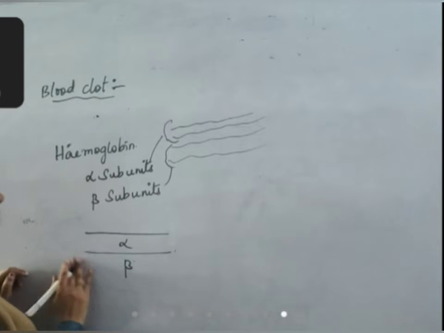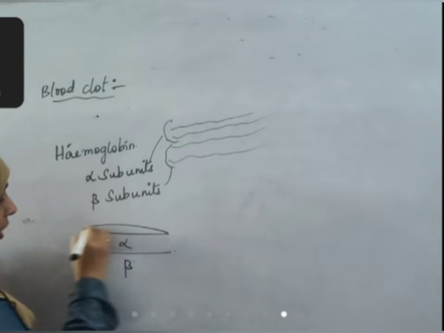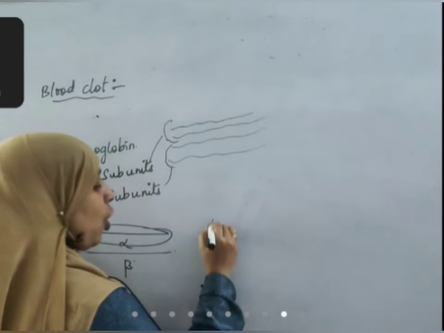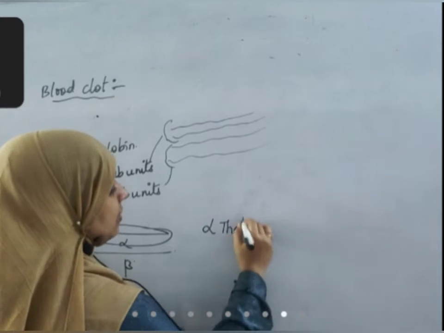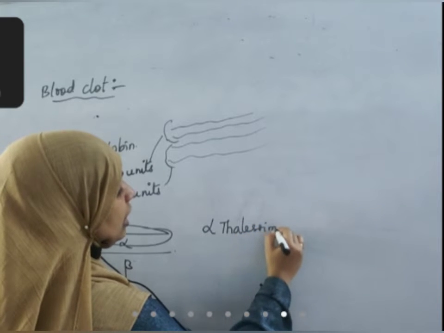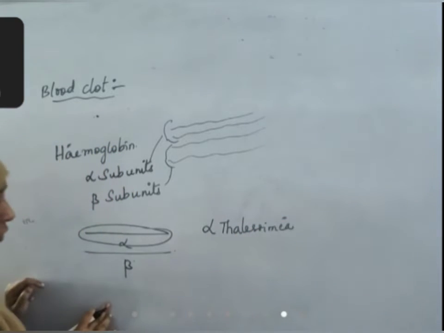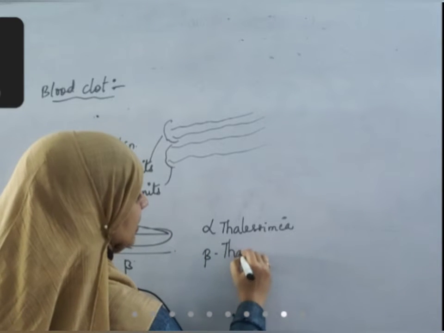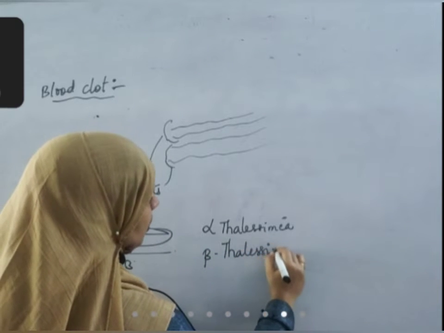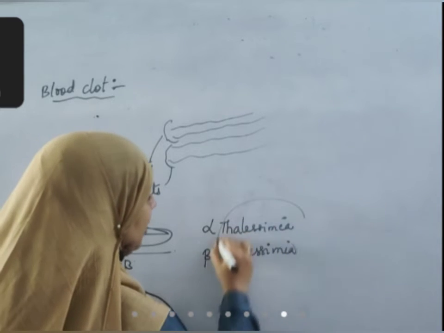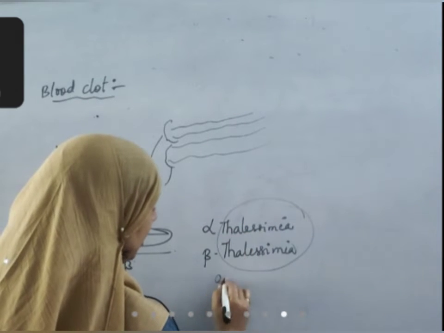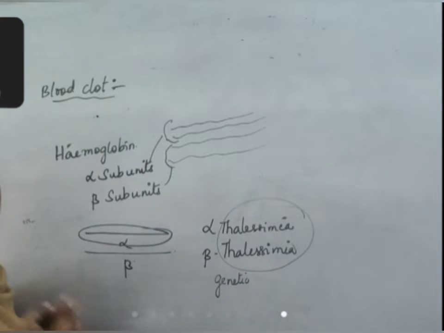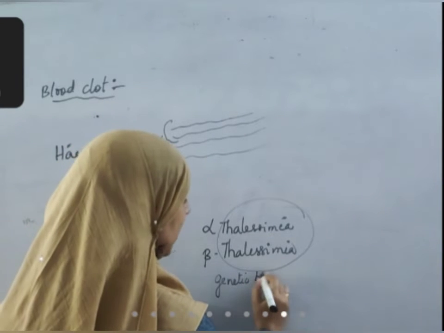Okay. During this process, if the alpha protein is not completely formed, it leads to a condition called alpha thalassemia. If the beta subunit is not formed properly, then it leads to a condition called beta thalassemia. Thalassemia is a genetic condition, a genetic blood disorder. Genetic means something that comes from generation to generation.